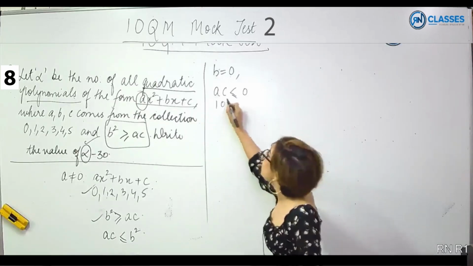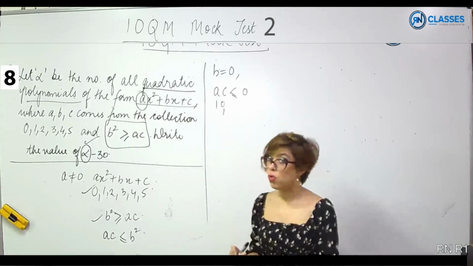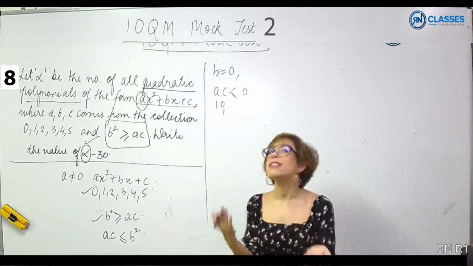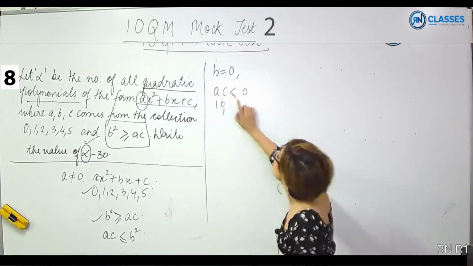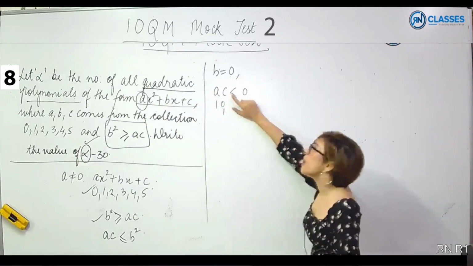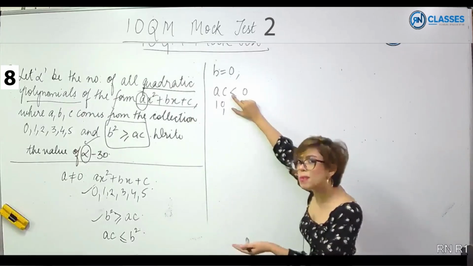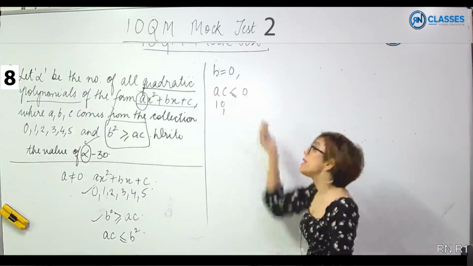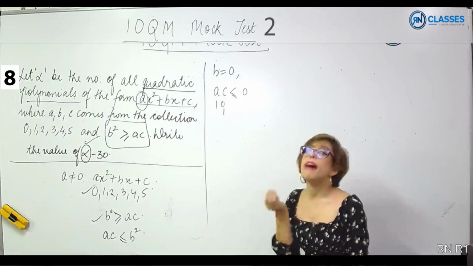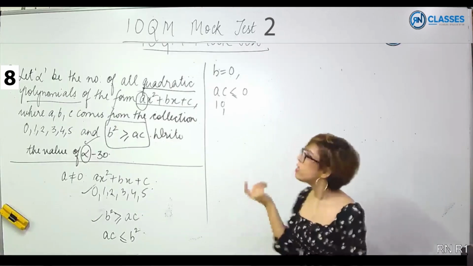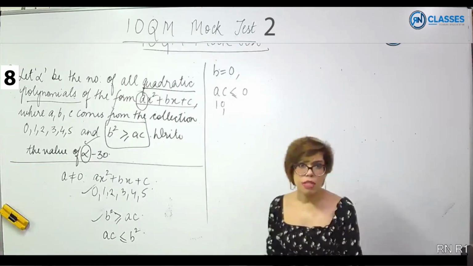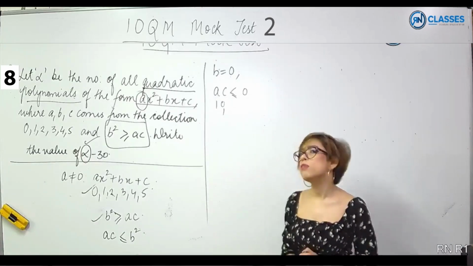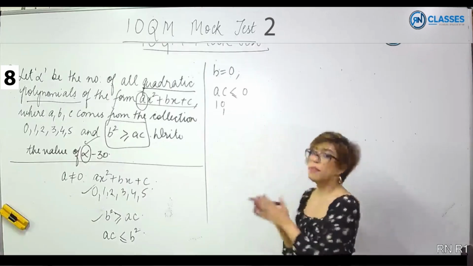Then, do you think I can put C as 1? No. Then 1 into 1 becomes 1, and 1 is not less than equal to 0. Anyways, it says that AC should be less than equal to 0, right? Less than 0 as in negative. A and C are positive numbers, right? Obviously, it cannot be negative. That means the only value it can attain is 0. So, the product of two quantities is 0. Either A has to be 0 or C has to be 0. A cannot be 0, so C has to be 0.